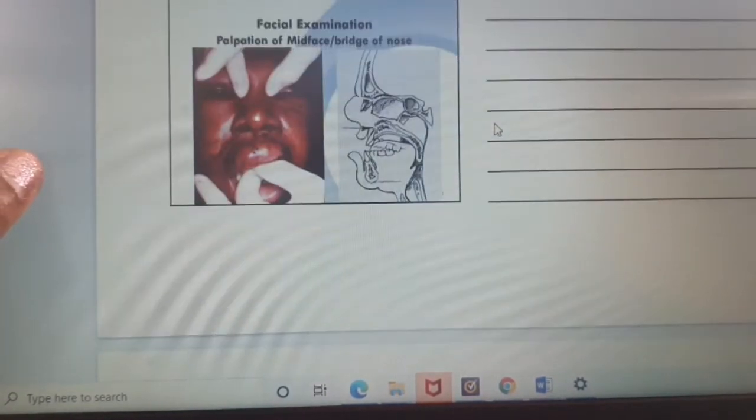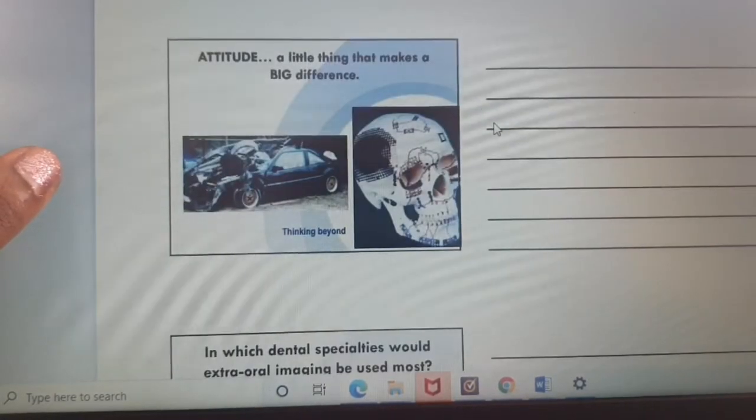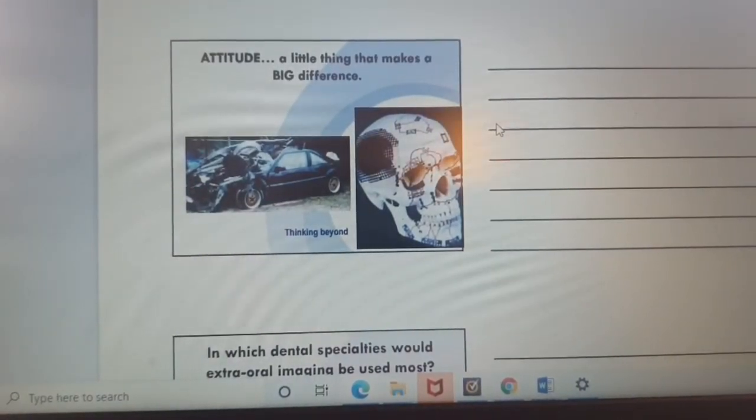Then from there, okay, attitude, a little thing that makes a big difference.